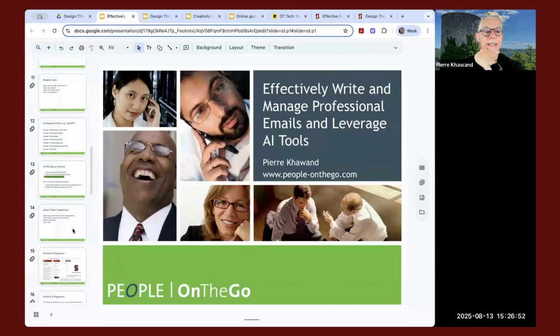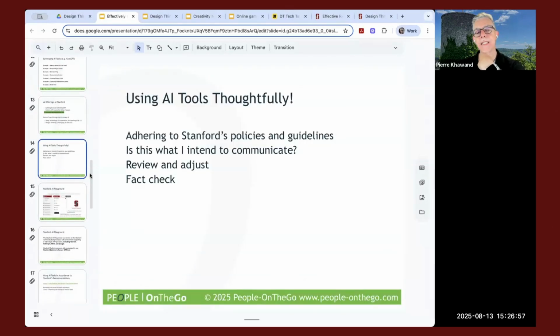So the philosophy, or the guiding principle, is this. Using AI, first of all, just the simple basic things like adhering to the policies and guidelines, that's a given. But then continuously asking, is this what I intend to communicate, or is this representing my intention? And reviewing and adjusting. At the end of the day, we cannot say, oh, AI gave me that answer, therefore it's AI's issue, it's not mine. We're responsible for whatever AI gives us and we use. So we need to review, adjust, and fact check whenever there is a doubt, or whenever there is information from AI that you're going to use, you may want to double check that. So those are some principles.